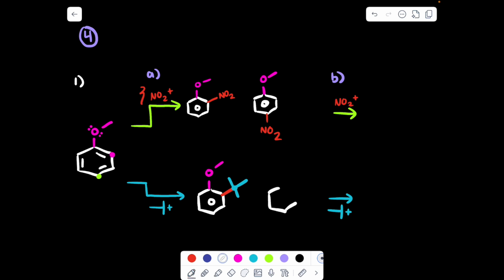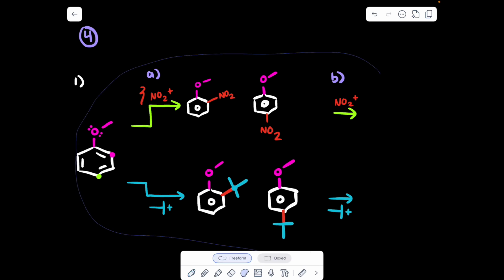Then my para product would be if I drew the same group on the green carbon, so the carbon across from the carbon with the OMe group. So once again, draw in a new bond, and then draw in that E+ group. This would be your para product. And that is it, that is all.